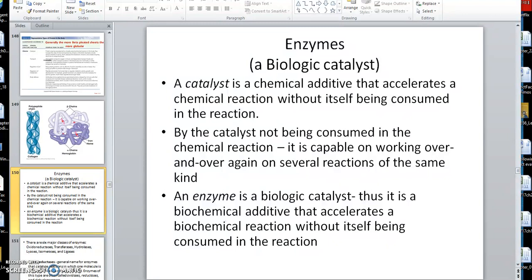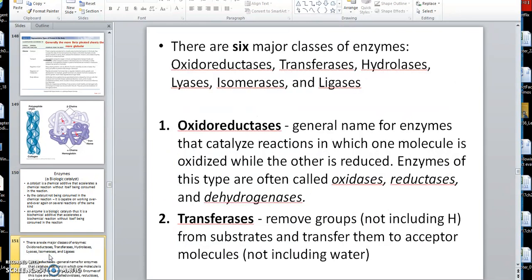Catalyst is the mother term. In biochemistry, we can call it an enzyme. So an enzyme is a biological catalyst. Okay, we go further and we say that there are different classes of enzymes. Now, I'm just showing you these, so I'm not interested in you memorizing this, but there are different classes.